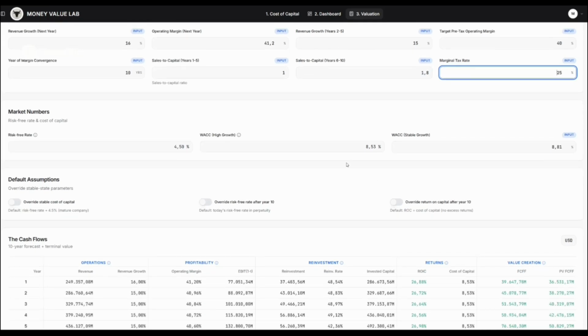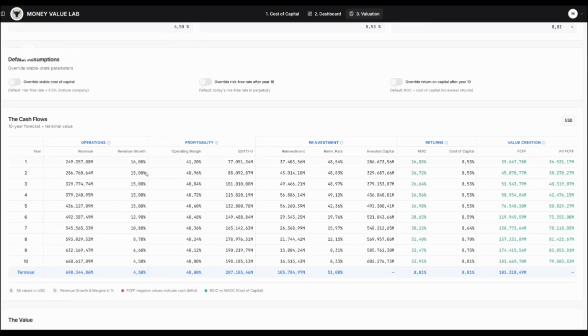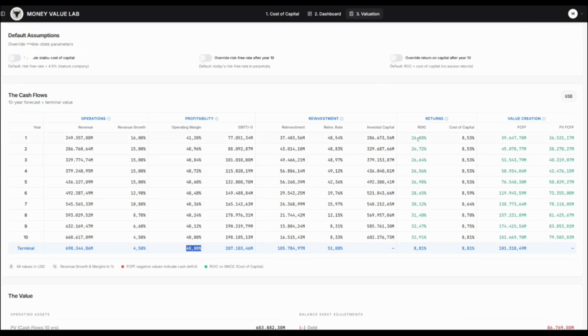Marginal tax rate 25%. Now finally, we can look at the dashboard, and here are all my inputs. I put revenue growth 16%, 15% for 5 years, and then it will decrease down to the risk-free rate. So I'm assuming that Meta will have a revenue of 690 billion from the current 249 billion in year 10. Operating margin 41.2%. Given the increased competition, I believe it will decrease down to 40%.